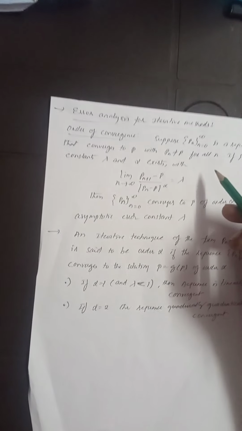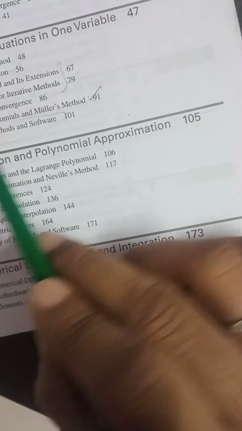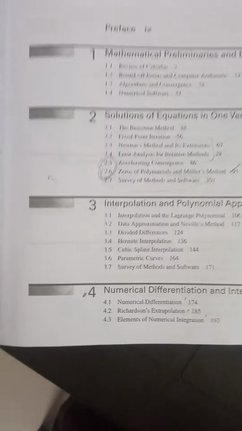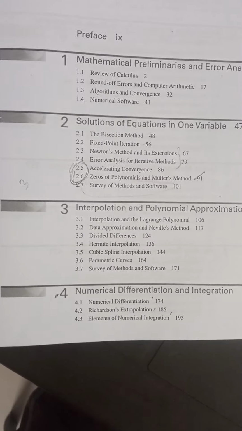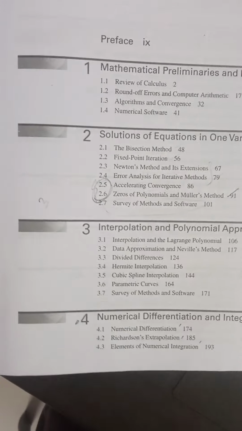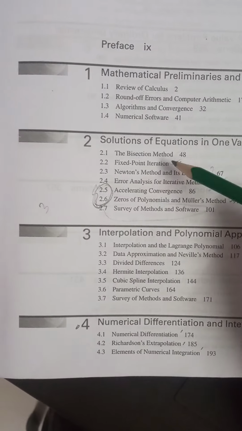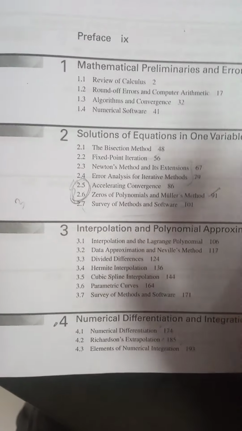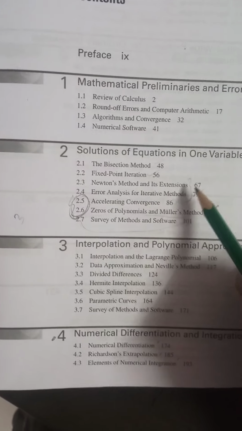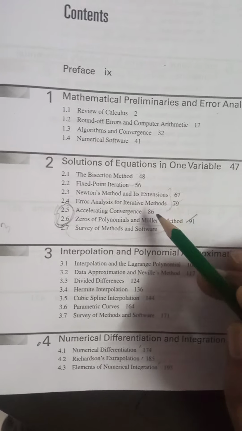Now the next one is error analysis for iterative methods. We'll discuss this one in the next video. And next, accelerating convergence, zeros of polynomials, and Muller method. In the next video we are going to discuss these 3 topics. Those are simple topics. With this we are going to finish our unit 1. This is your syllabus. We have done bisection method. Bisection method is very, very important. Newton-Raphson method is also important from unit 1.